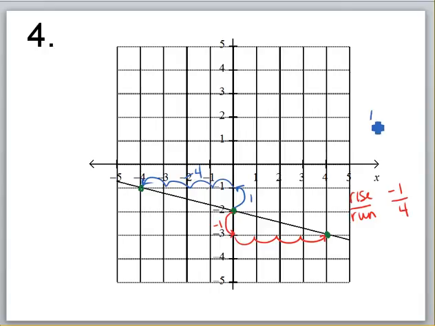This gives you a rise of 1 over -4. The negative can be with the 1 or the 4. It still means exactly the same thing. Both of these mean -1/4.